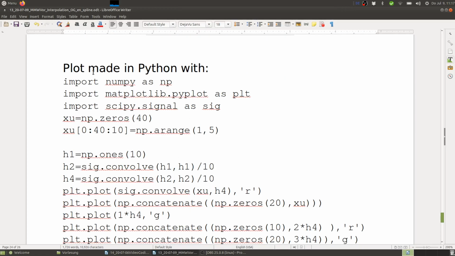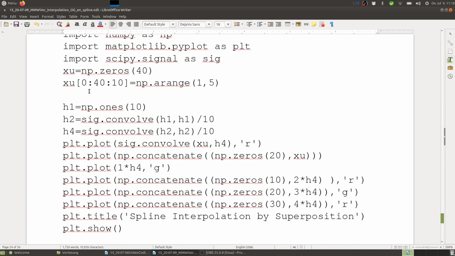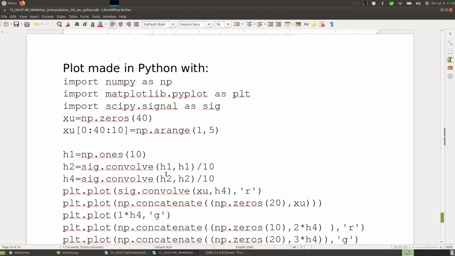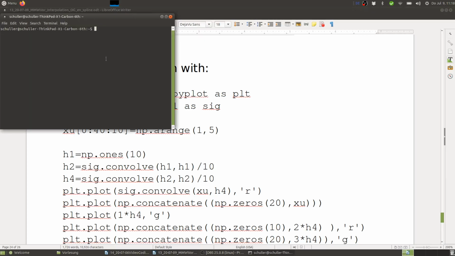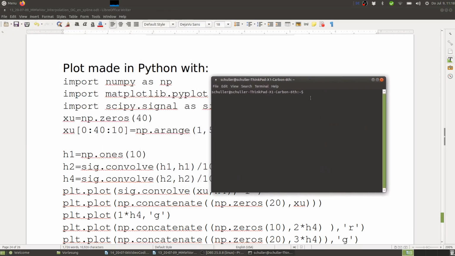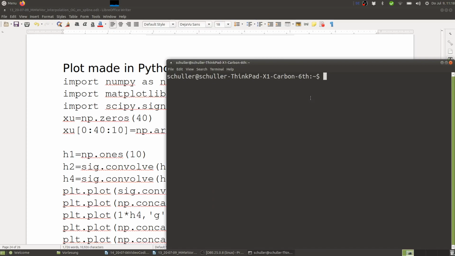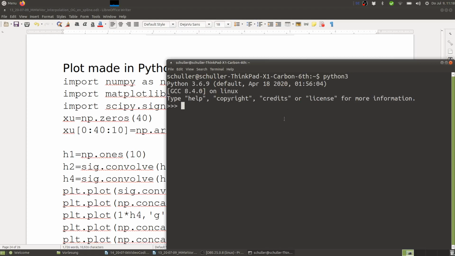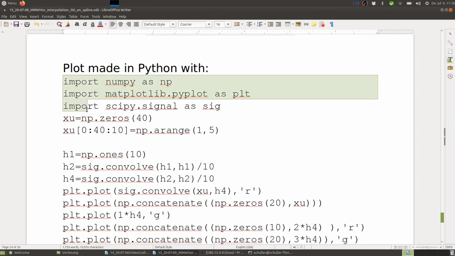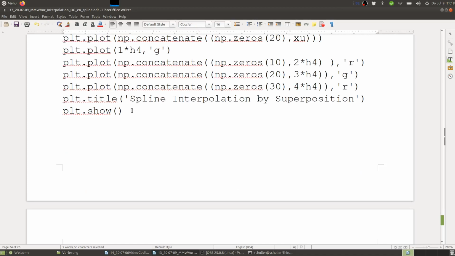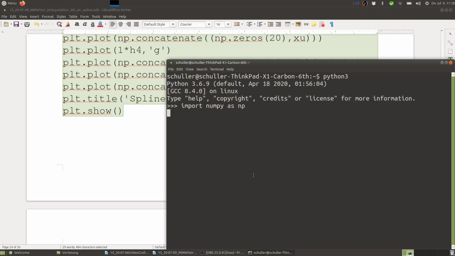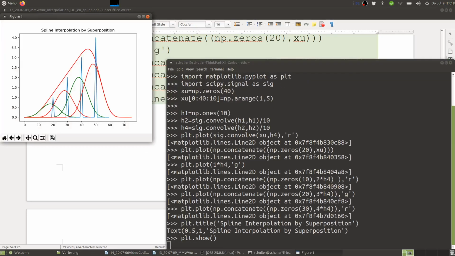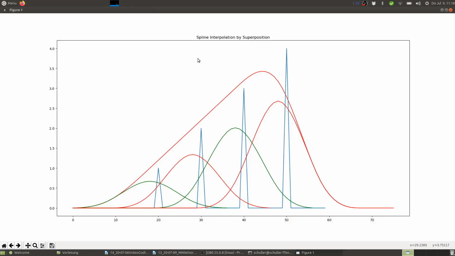And this plot I just showed you was made with this code here. So you can actually try to recreate it by opening a terminal window. So I make it a little larger here. And I start Python 3. So this gives me the interactive mode, and then I just copy and paste. So copy and then paste it here. Return, and now it gives me this nice picture.